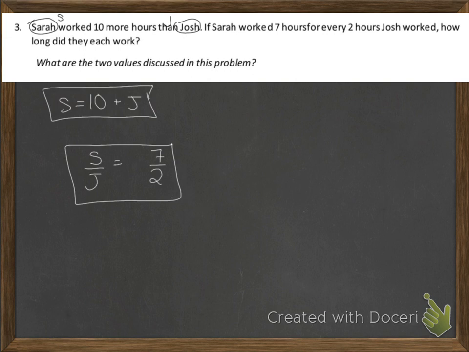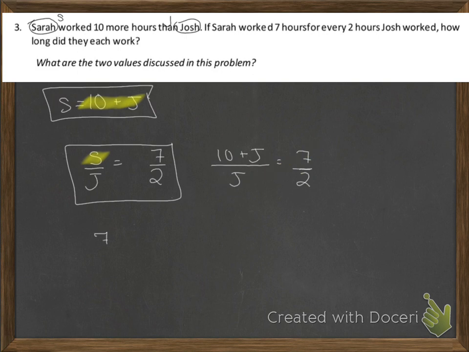What I'm going to do personally is use substitution to solve this. Okay, so since S is equal to 10 plus J, I'm going to replace S with the expression 10 plus J. Again, there's other ways to do it. If you want to see some other ways, feel free to see me in class or something. But this is what I'm going to do. So I'm going to use the substitution property of equality. Since S is equal to 10 plus J, I'm going to write 10 plus J in place of S. Okay, and then I have this nice equation here that I can just cross multiply and solve.